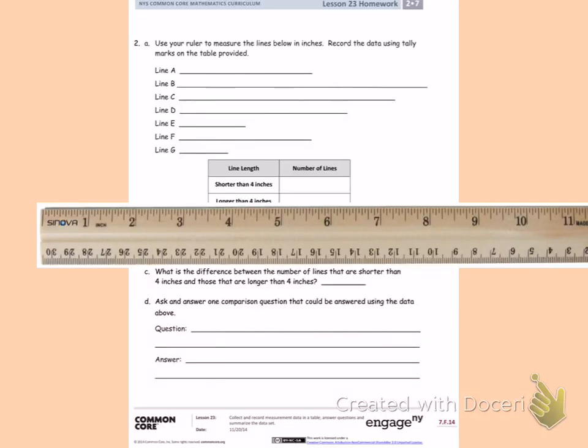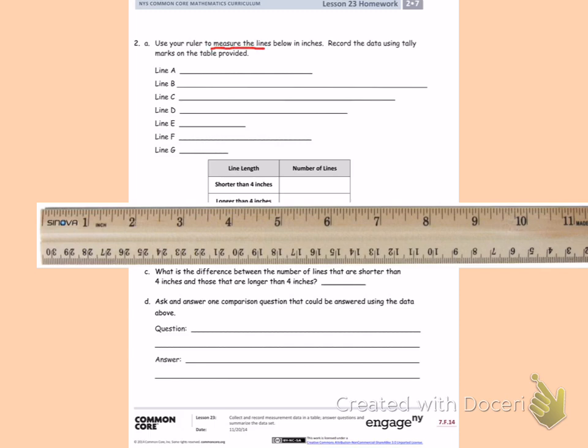Module 7, Lesson 23's objective is to collect and record measurement data in a table, answer questions, and summarize the data set. Item 2A says, use your ruler to measure the lines below in inches. Record the data using tally marks on the table provided. I'm going to underline the important details.